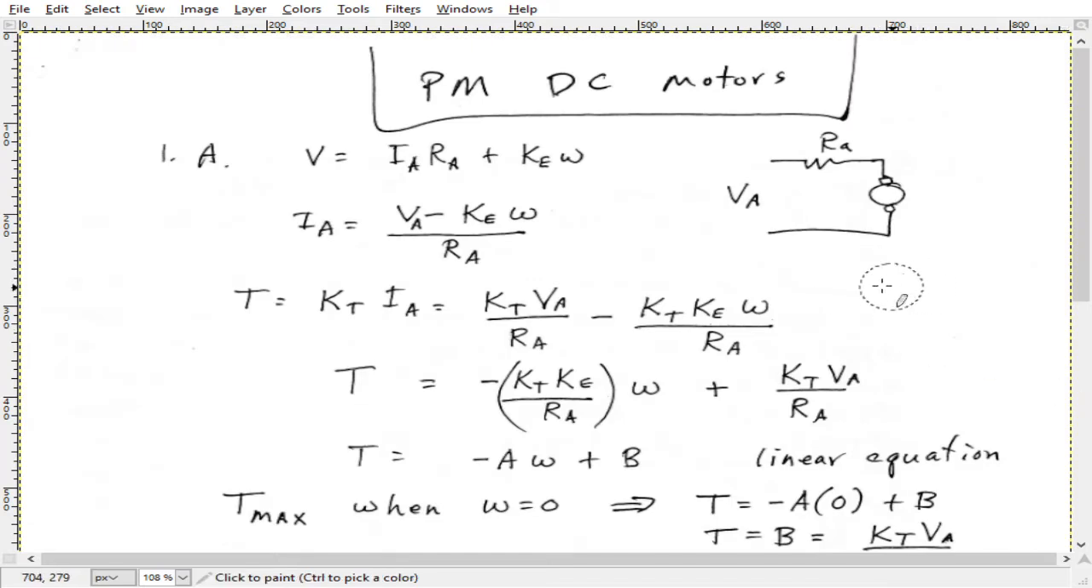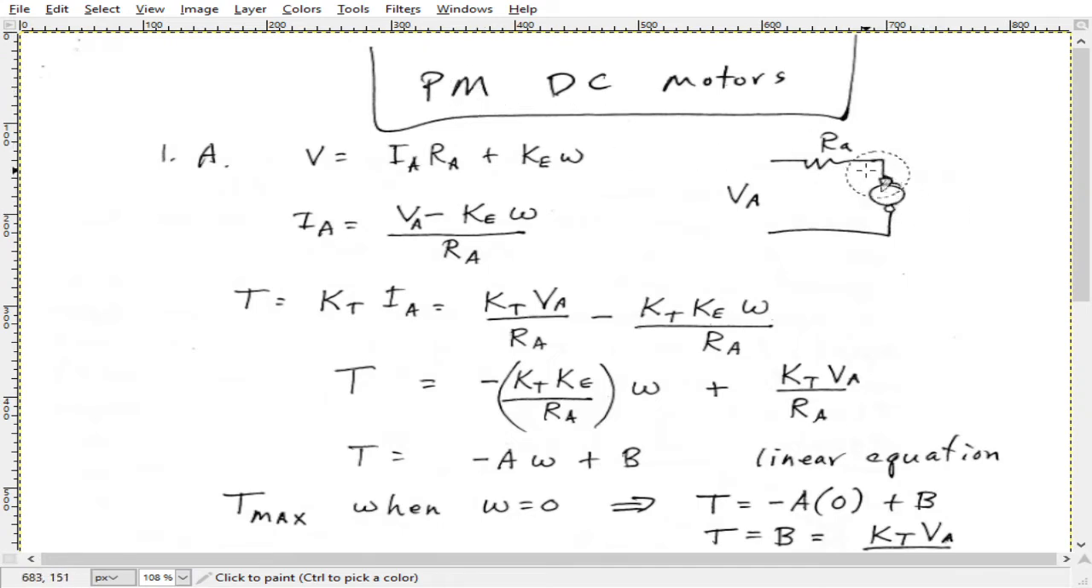Okay, so here PM is permanent magnet. That means that it's not a wound type motor. You have a permanent magnet that's generating the field, the electromagnetic field, and then you have the armature.